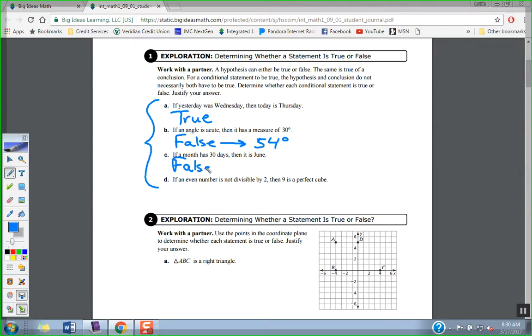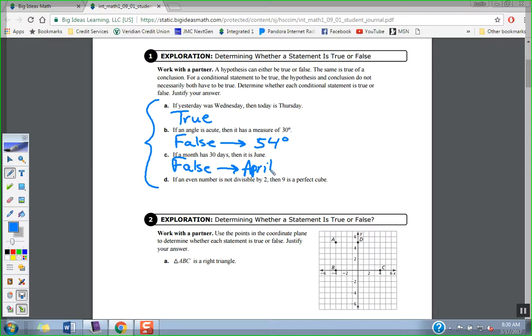Because it could be April. Okay? Then the next one, I don't even understand the next one myself. It says if an even number is not divisible by 2, well, then 9 is not a perfect cube. Does one have to do with the other? I'm really confused. Okay? Or then it says 9 is a perfect cube.